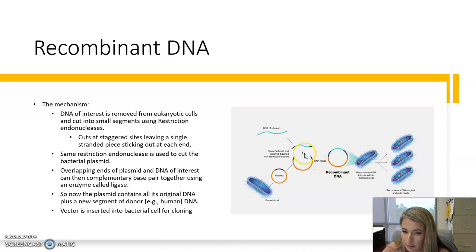So the restriction endonuclease enzyme is again used to cut the human DNA and extract the gene, and then cut open the bacterial plasmid so that the human DNA can fit into the bacterial plasmid. Those sticky ends will match up, and then the ligase enzyme is used to fuse everything together. And then at this point right here, we have a recombinant DNA molecule that's part bacteria, part human.